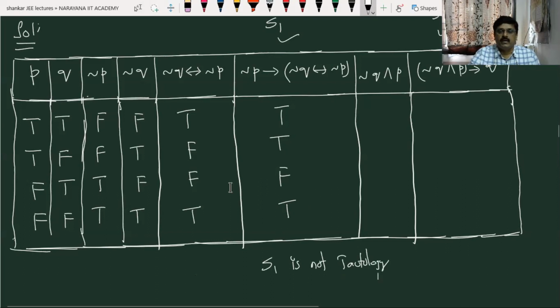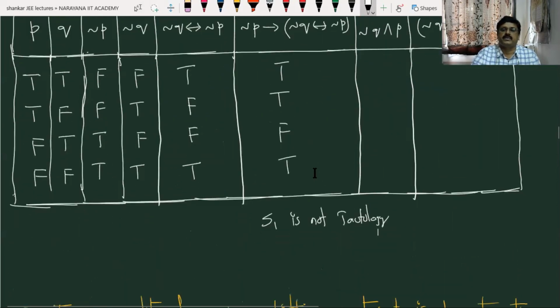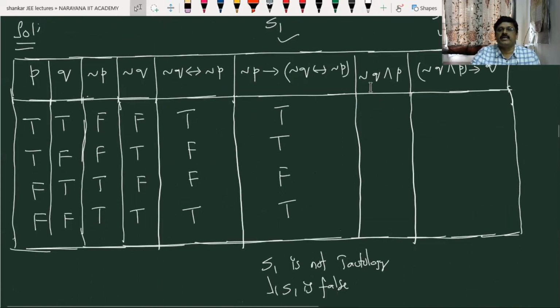Right, next. So what they told, S1 is true, but S1 is false, students. S1 is false. Now, negation of Q and P. Negation of Q and P means, let me tell, first column versus fourth column, students. Negation of Q and P: P and F is F. Next, T and T is T. F and F is F. Next, F and T is again F.